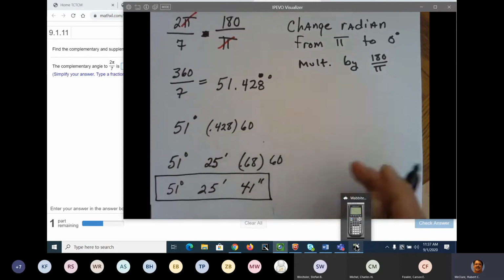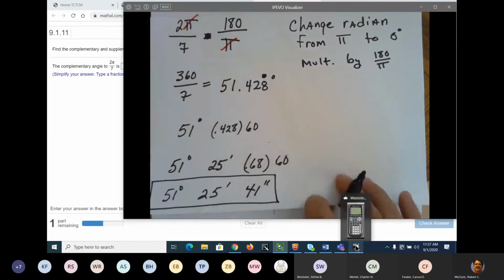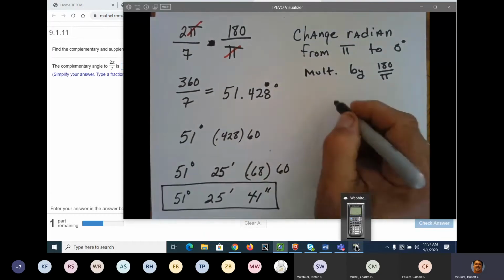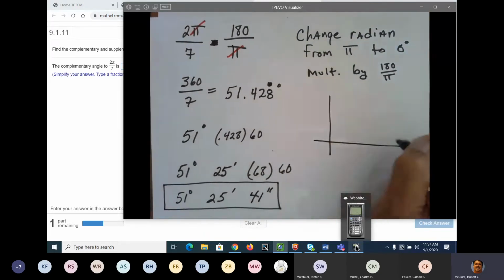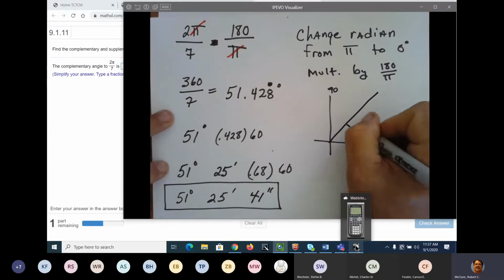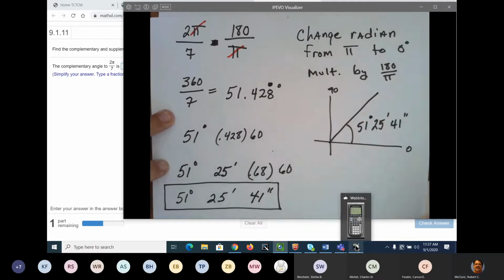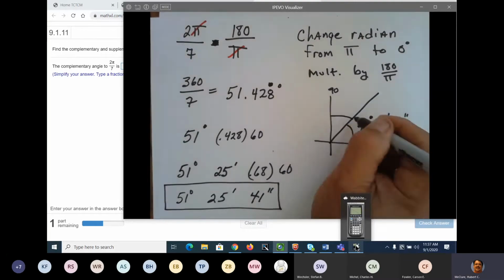So now we're going to do it the other way. So we've got an angle. I'm going to draw it for you. We've got an angle. This is equal to 90 degrees. And we've got an angle of 51 degrees, 25 minutes, and 41 seconds. Now you can find this angle by just doing what?